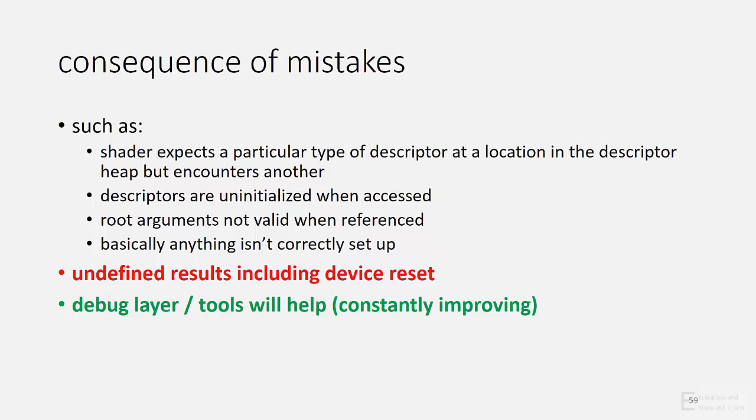What happens if you get something wrong? Like a shader expects an SRV at some location in a descriptor heap, but by accident you put a UAV there. Or you reference an uninitialized descriptor, and so on. Basically, the outcome is bad. The official statement would be that you get undefined results, including device reset. And undefined can even include, on some hardware, not even noticing that something went wrong, which can be particularly dangerous because if you don't test on the hardware that actually is sensitive to the mistake you made, you might never know you got anything wrong. The good news is the debug layer and tools are here to help, and they are getting better all the time.